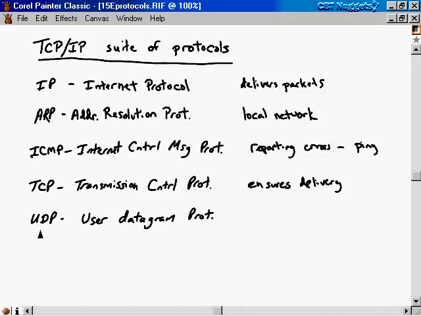And then there's UDP, which is the User Datagram Protocol. Now this protocol is what we call a connectionless protocol. A connectionless protocol means that it's very streamlined. There isn't this handshaking that needs to go on. I'm just going to start sending you data, and you're going to be receiving the data, and you're going to put it all together as you get it.